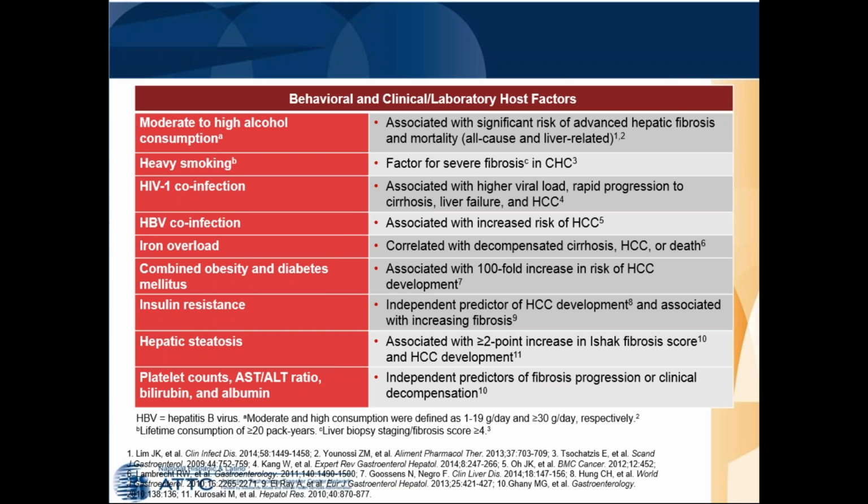And behavior, again, alcohol use. Alcohol use has been associated with all-cause and liver-related mortality, and in some, I don't want to say in everyone, but in some Hispanic subpopulations, there is a high use of alcohol. Heavy smoking may affect liver fibrosis progression. HIV co-infection is associated with progression to cirrhosis, liver failure, cancer, and death. Hepatitis B co-infection has also been associated with liver cancer, and there is a vaccine to prevent hepatitis B.